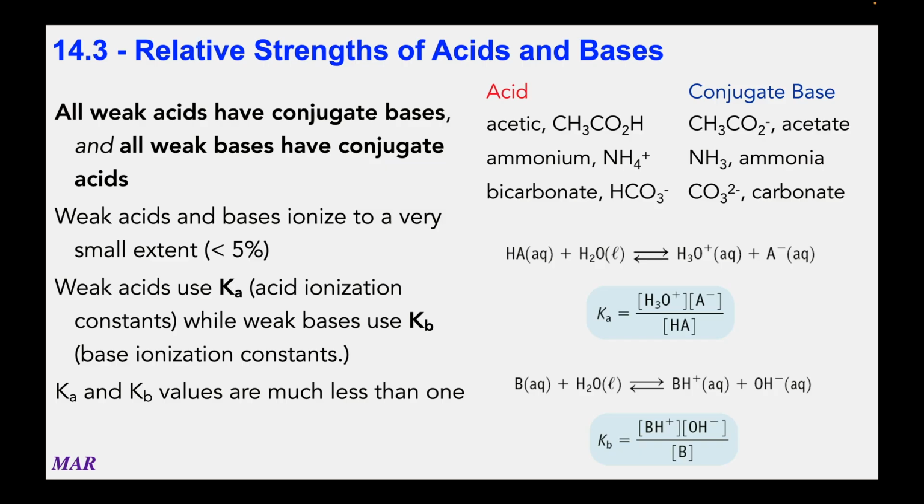But if you have a base, the second set there, bases react with water, it'll make the conjugate acid, BH+, and some kind of base, in this case hydroxide. So Kb would be the conjugate acid times hydroxide divided by the concentration of the weak base.